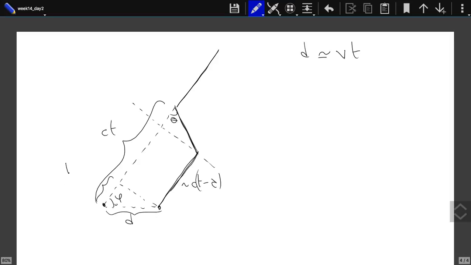Now, what is this distance over here? d times sine phi. No, cosine phi. It's just here I have a right triangle. Here I have a right triangle. So this is d times cosine phi. This distance is d times sine phi. Now, similarly, this distance is also d times sine phi.